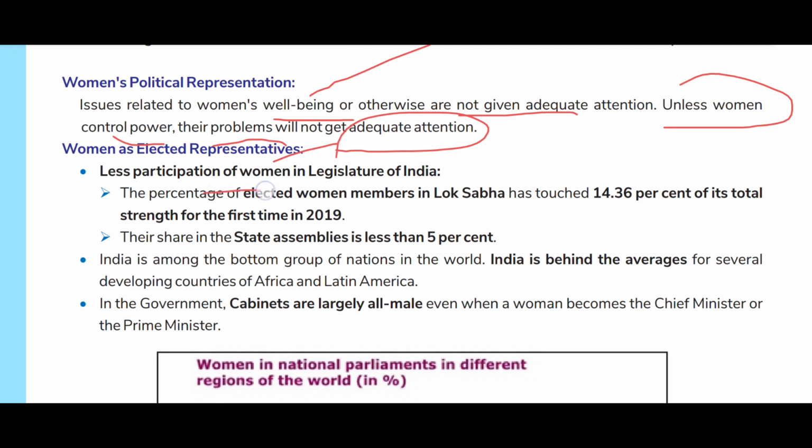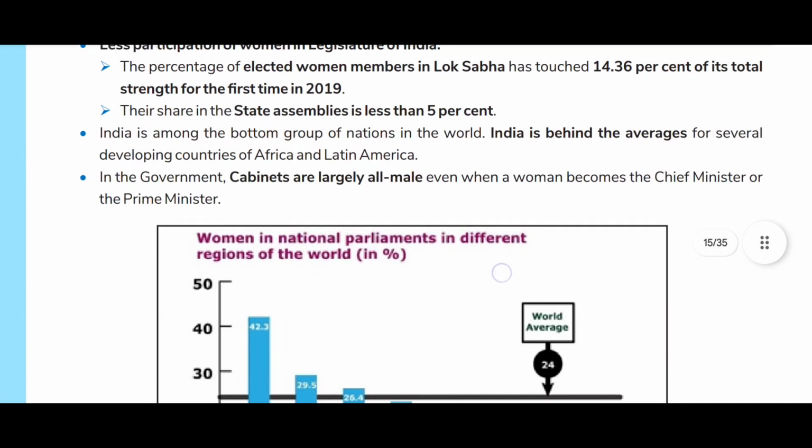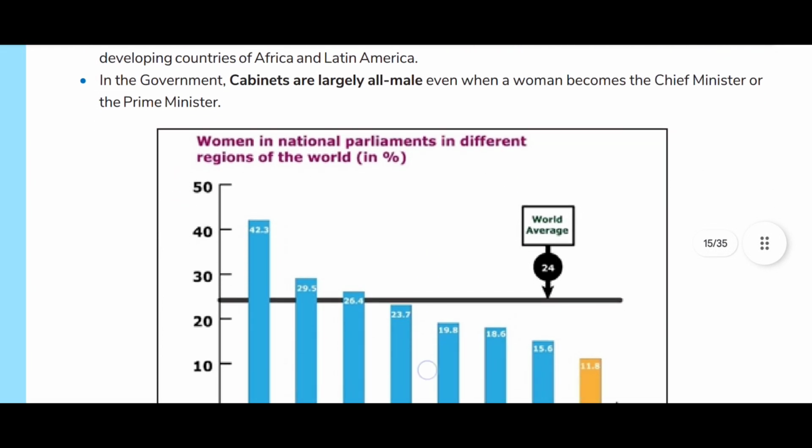Women as elected representatives. Less participation of women in legislature of India. The percentage of elected women members in Lok Sabha has touched 14.36% of its total strength for the first time in 2019. Their share in the state assemblies is less than 5%. India is among the bottom group of nations in the world. India is behind the average of several developing countries of Africa and Latin America. In the government, cabinets are largely all male, even when a woman becomes the chief minister or the prime minister.